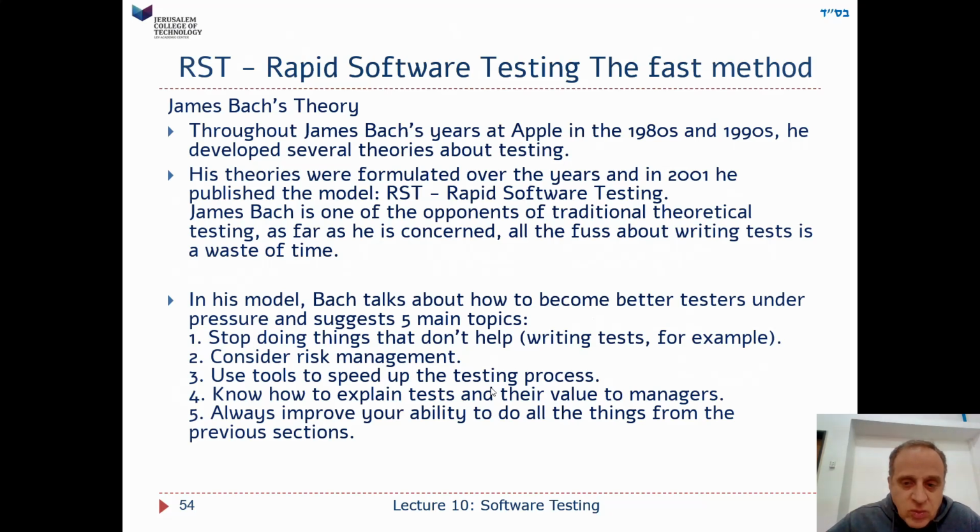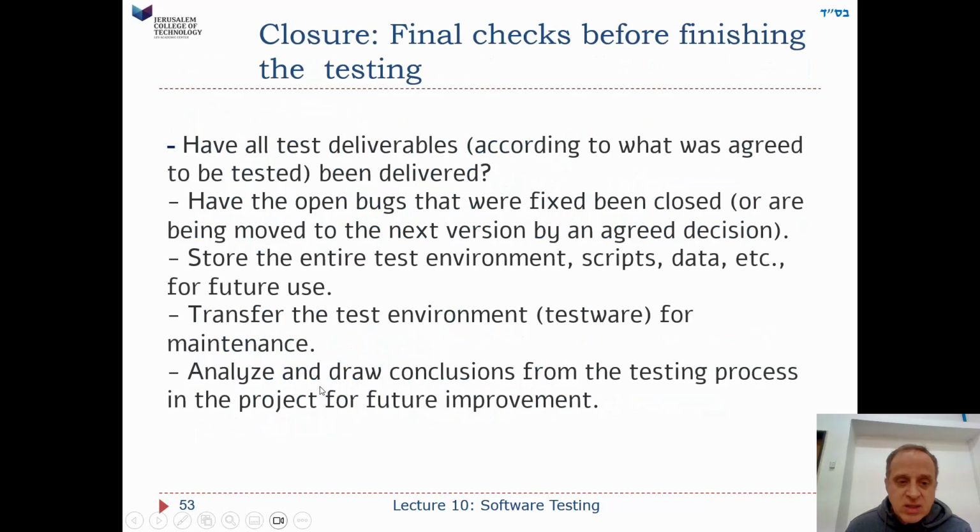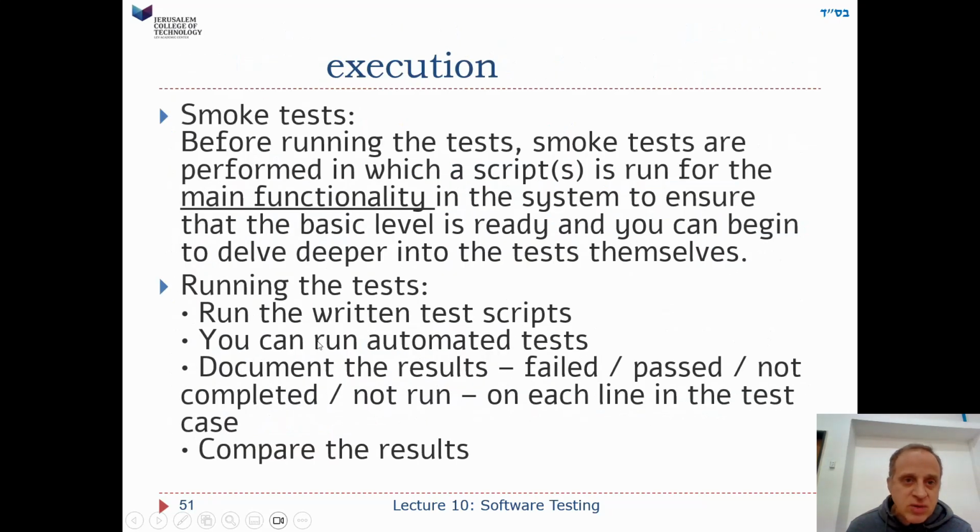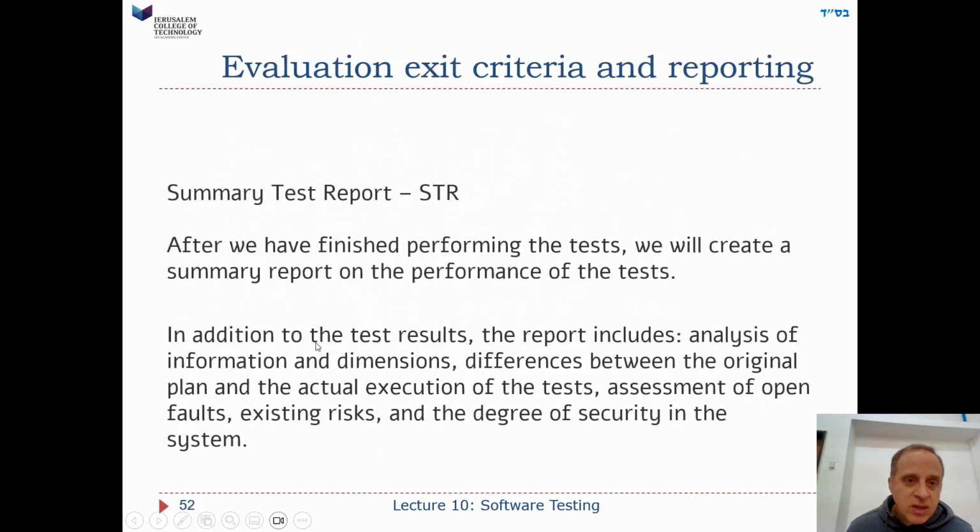So in other words, stop doing things that don't help. So only do the useful things. But it sort of contradicts, because it says writing tests is something you're going to stop doing, but then use tools to speed up the testing process. Well, you're going to have to write a test to use a tool. You're going to have to run something. Anyway, you'd have to read the book really to understand it, but his basic idea is you don't need to do so much planning. Write some tests, run the tests, make sure that the managers understand the meaning of the tests, and that's all.